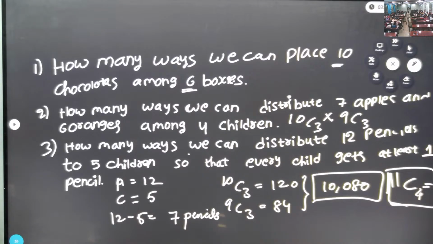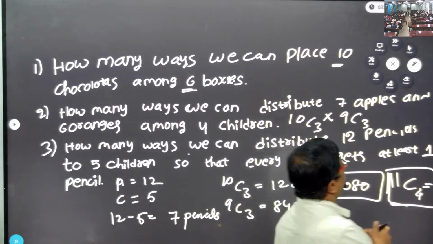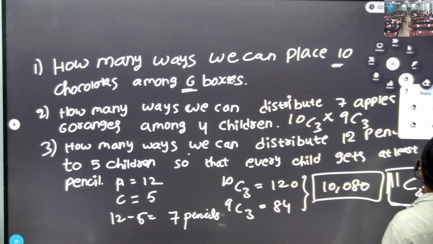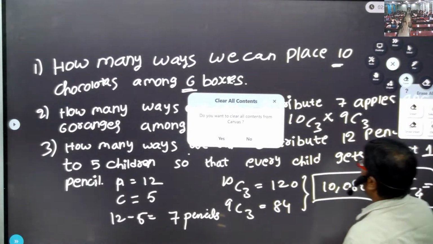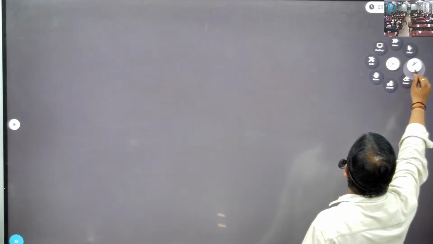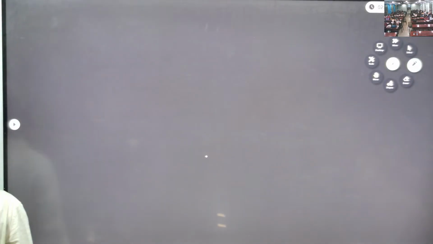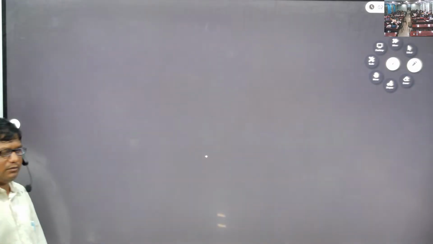Right. So if you have completed doing all the things and cleaning it out, next you can keep this heading as binomial theorem. Okay? Keep the heading as binomial theorem.